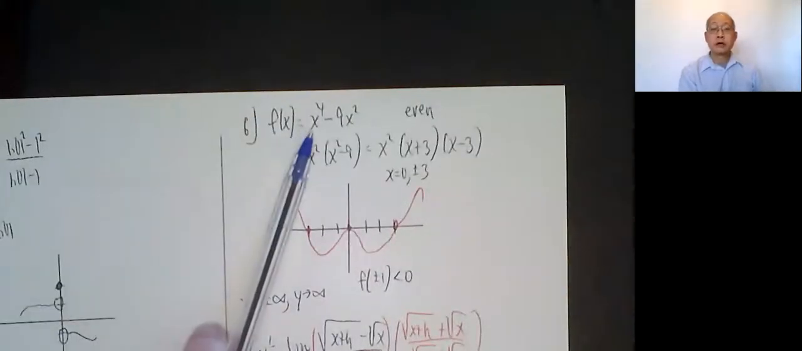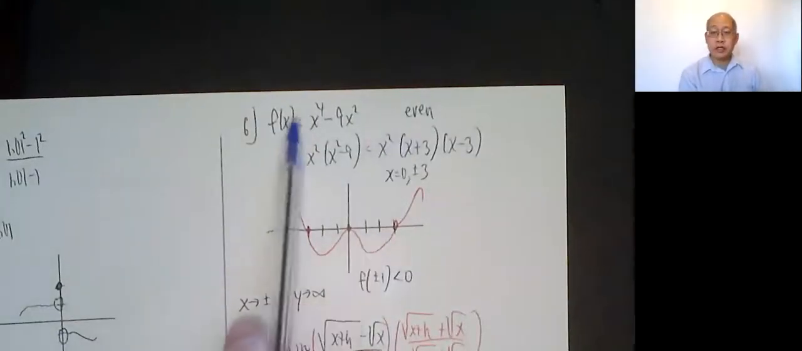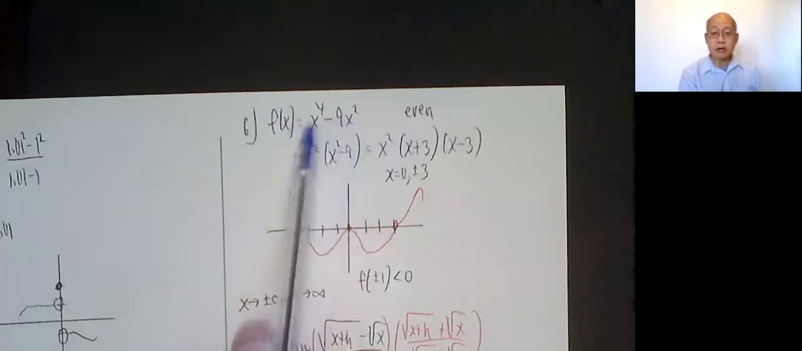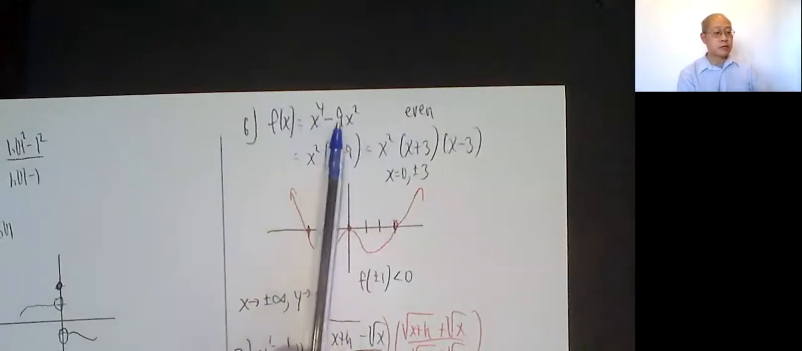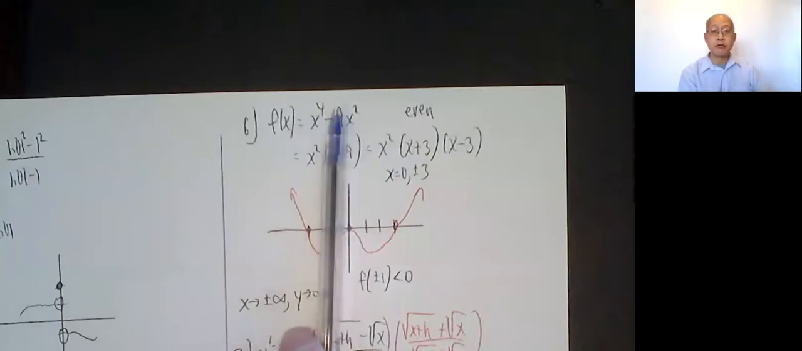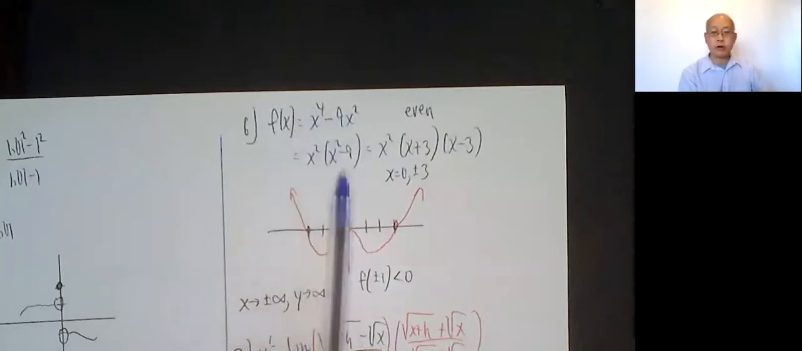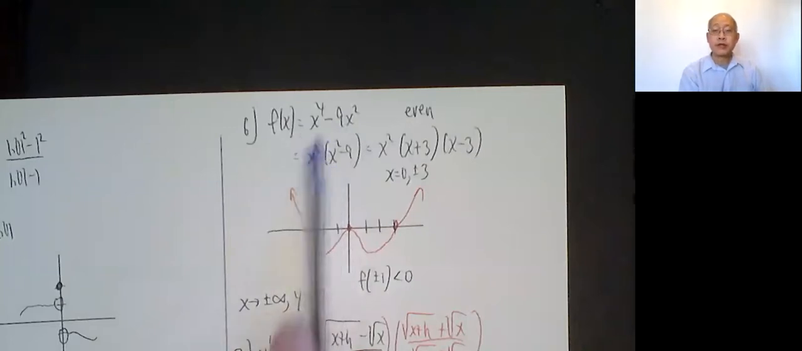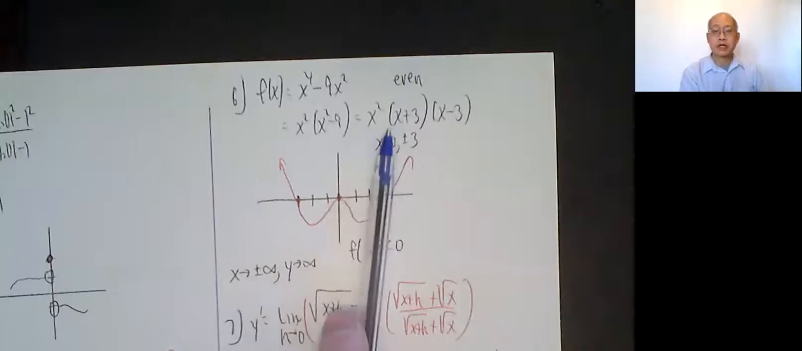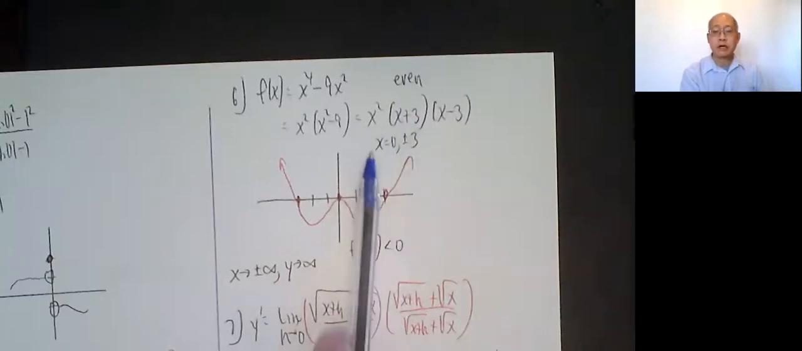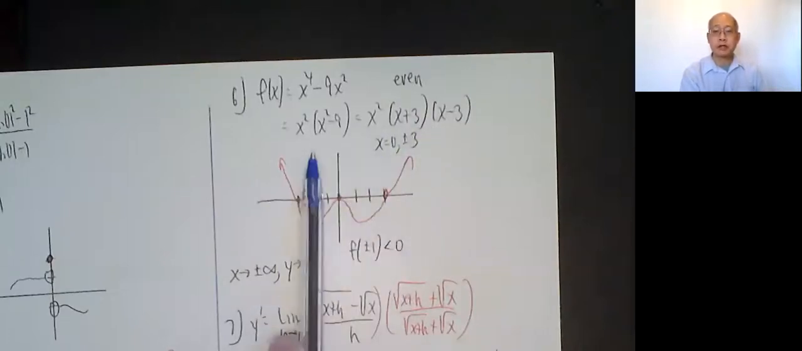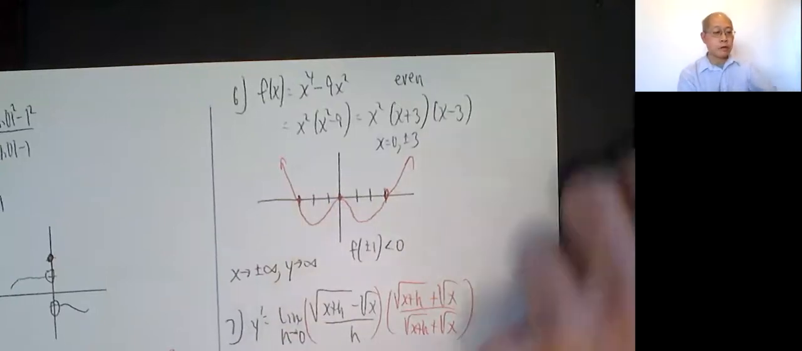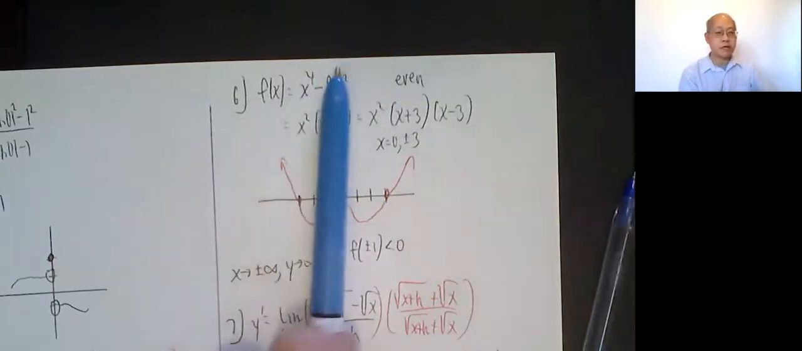Number 6. First, I notice that it's an even function. If you replace x by negative x in both of these, you get the same thing. So I'll have symmetry with respect to the y-axis. So I can just worry about the right side and do a mirror image on this side. This factors into x squared times x squared minus 9, or x squared times x plus 3, x minus 3. My zeros are 0 and plus or minus 3.